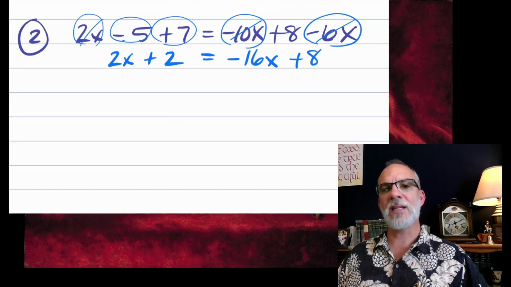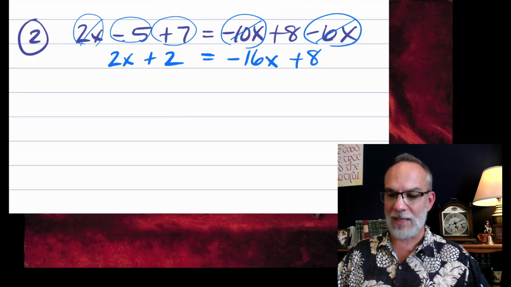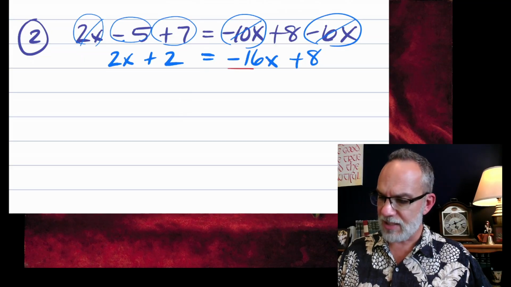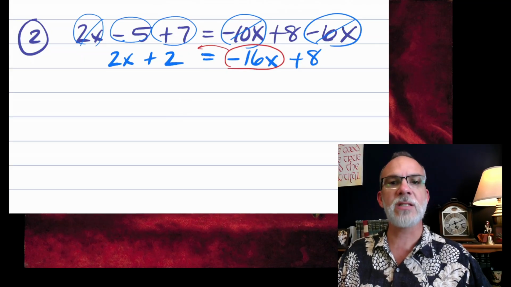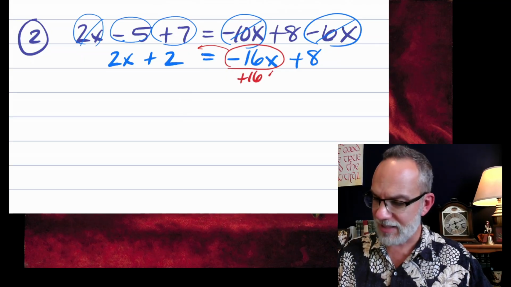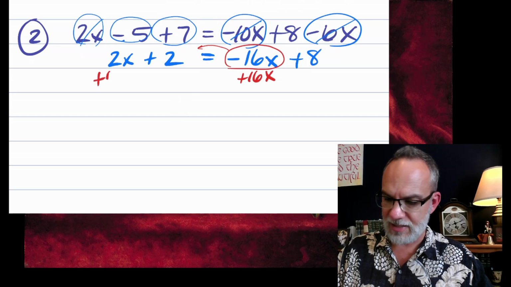Now I need to decide to get all of my x's on one side of equals. I like to do stuff over on the left-hand side. I like to have my x on the left-hand side. So I'm going to move this negative 16 to the other side. How do I undo subtract 16? Because that's what that is. I would add 16. So I'm going to add 16x, not just 16, 16x to the left. And I'm going to add 16x to the right.